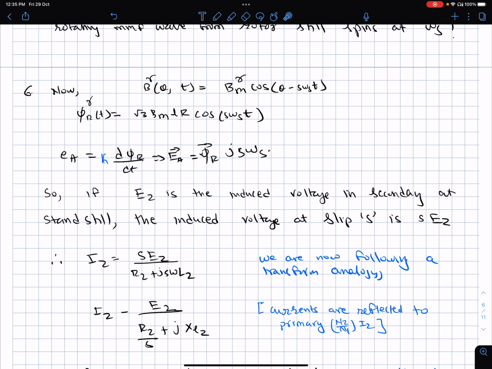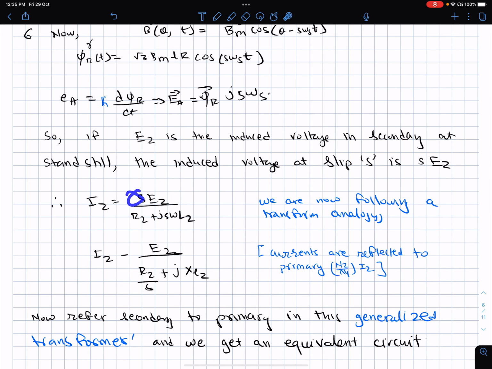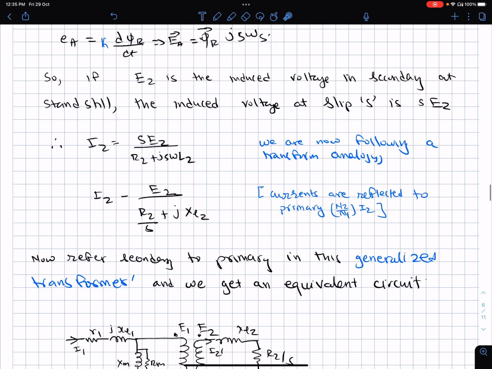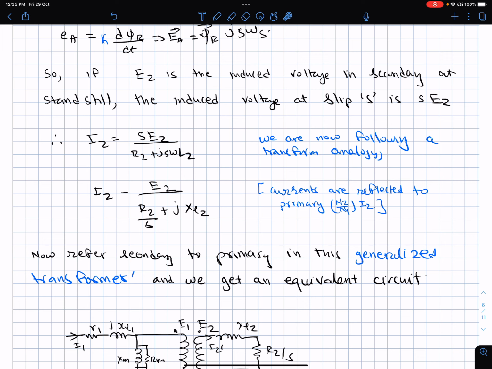Now I can divide by s, bringing the s down, so that I can write I2 equals E2 divided by R2 by s plus j times XL2. Now, as I said earlier, this is a generalized transformer.